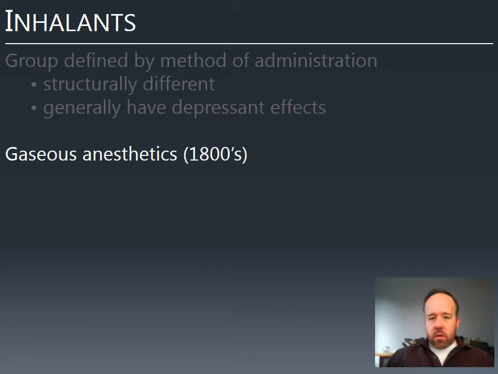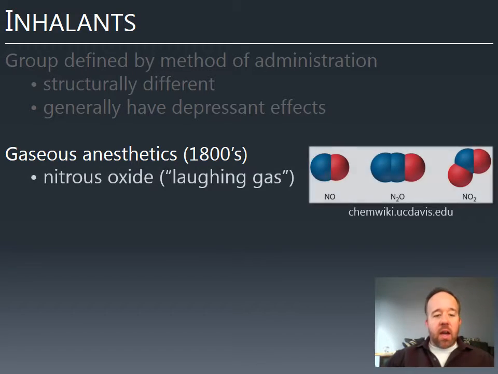One of the earliest inhalants were the gaseous anesthetics. Now, these became more commonly used in the 1800s. They were technically synthesized in the late 1700s, but they became more commonly used in the 1800s as anesthetics, as agents that would induce unconsciousness, especially for surgery. One of the earliest and most famous is nitrous oxide, which is laughing gas. You probably encountered it at the dentist, or if you've had surgery, oftentimes you'll get laughing gas first and then get a more potent, long-lasting anesthetic.